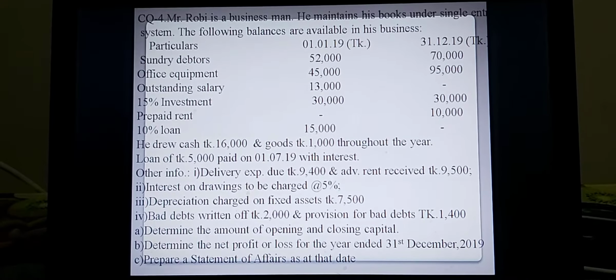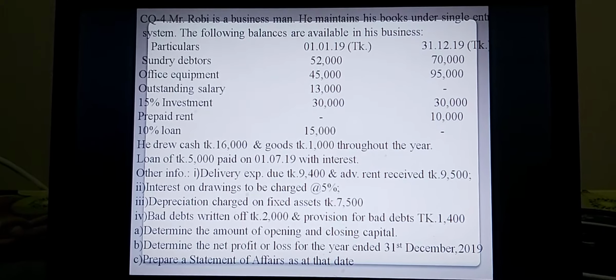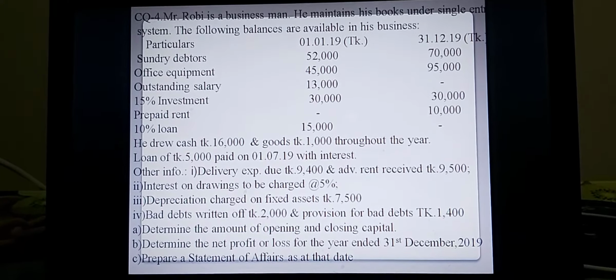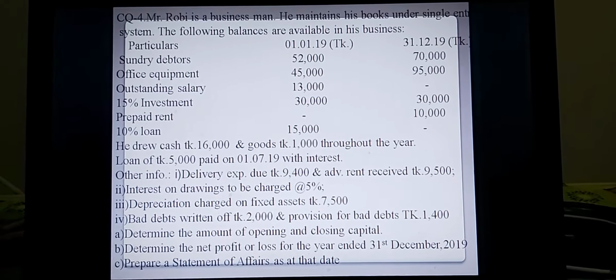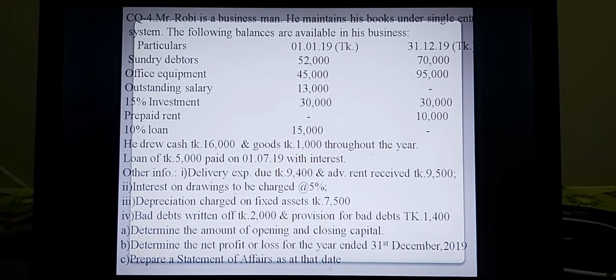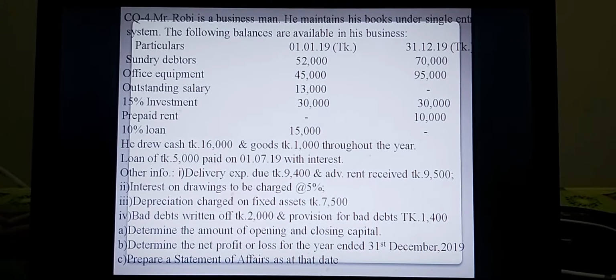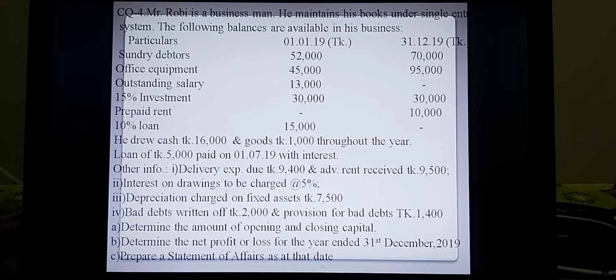Dear students, you have to go for solving this creative question. You have to complete the 3 requirements. First one, the amount of opening and closing capital. You know, opening capital is equal to opening assets minus opening liabilities, and closing capital is equal to closing assets minus closing liabilities.